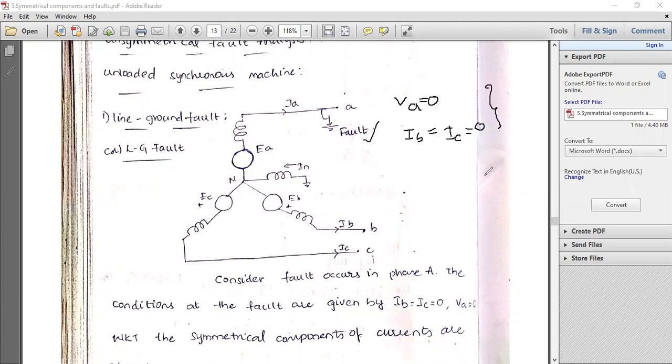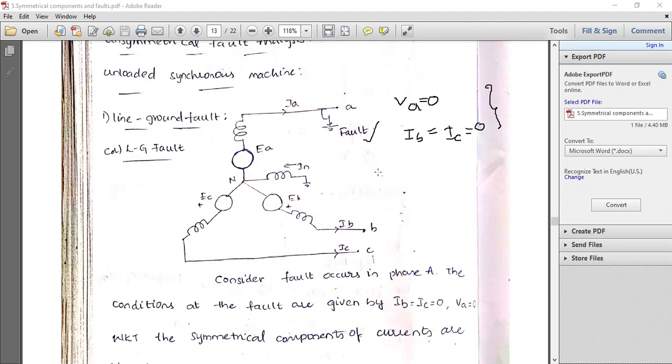So first of all, for any type of fault, suppose you want to do the analysis for an unloaded synchronous machine when a line to ground fault occurs, or a line to line fault occurs, it is very important to write down these fault conditions. Why? Because we have already seen so many expressions related to the unsymmetrical phasors as well as the symmetrical components. Whenever we talk about the symmetrical components, we need to remember the expressions we derived in the last class, right?